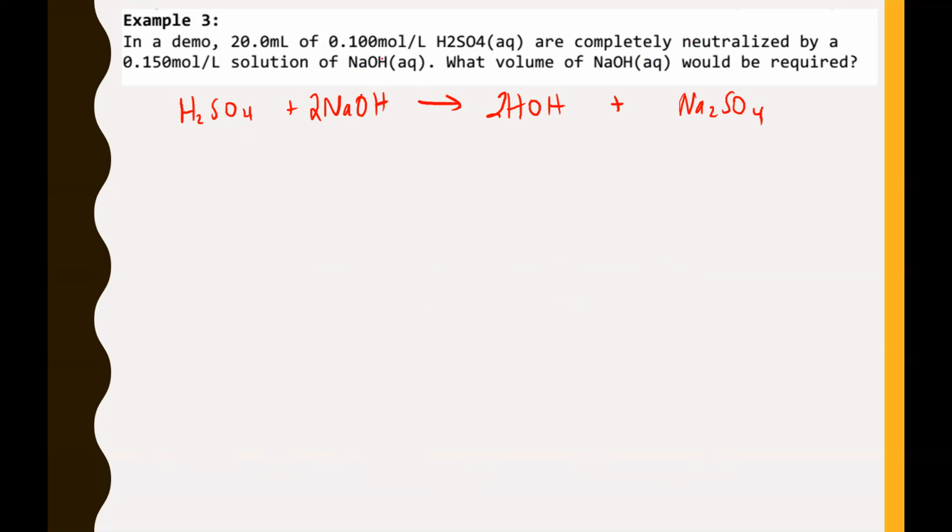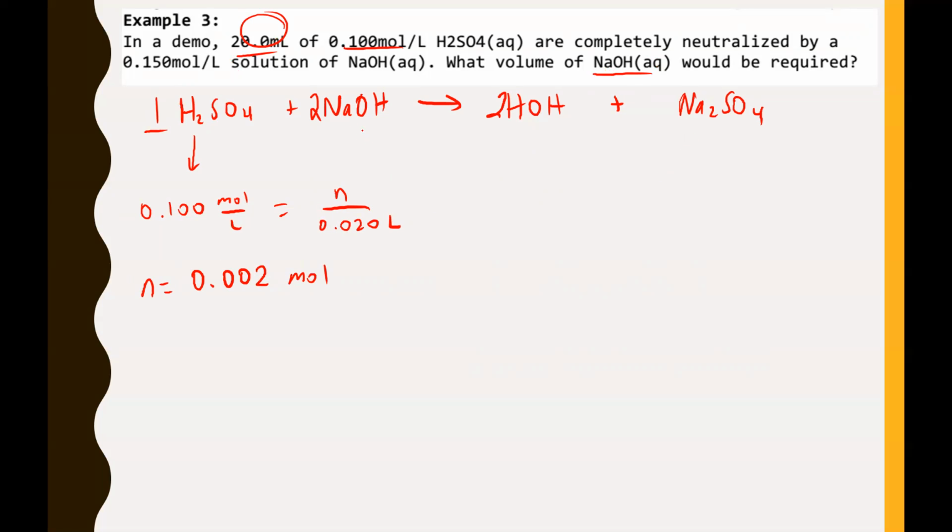If we're looking at what we've actually got here, we were given some information about H2SO4. So if we bring that down, we know the molarity, 0.100 moles per liter. This is going to equal some number of moles over the number of liters we have, which is 0.020 liters, because that's 20 milliliters right there. Multiply that over, you're going to find that n is going to equal 0.002 moles. And notice that that's only one part. The thing we're looking for is NaOH. NaOH is 2 parts. So we just have to multiply this by 2. So the number of moles of NaOH is actually 0.004 moles.